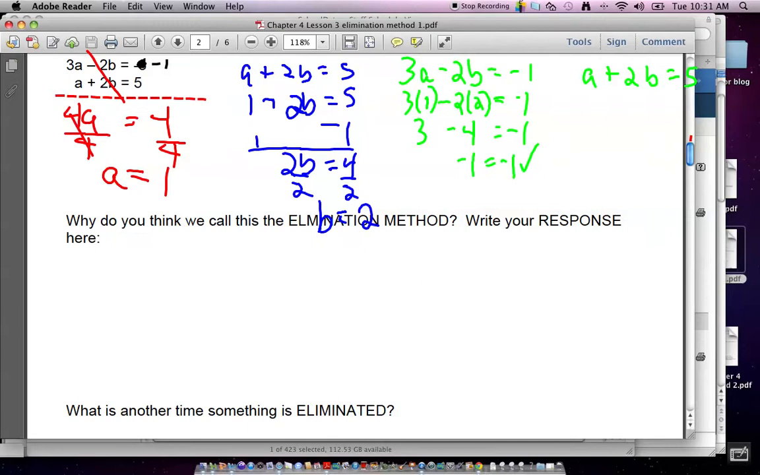Check. Okay? Over here, 1 plus 2 times 2 is 5. What's 2 times 2? 4. And 1 plus 4 is 5. So 5 equals 5. Check. Okay? Any questions on that?